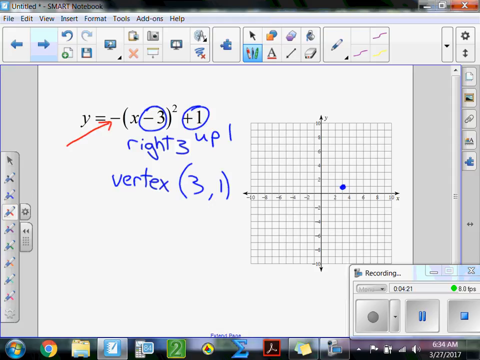I do have a negative in front of the equation, which is going to reflect the graph or make it go upside down like this. But it is also a 1, so I'm going to do -1 over 1, -3 over 1, -5 over 1. So from my vertex, down 1 over 1 both sides, down 3 over 1 both sides, down 5 over 1 both sides.